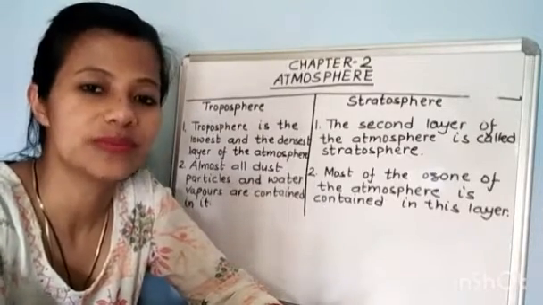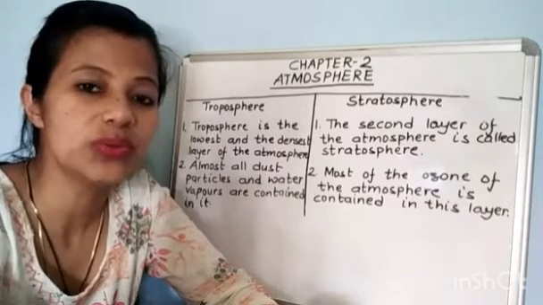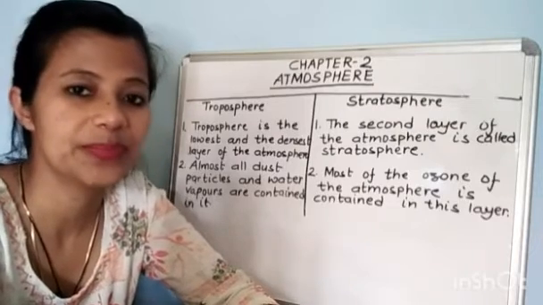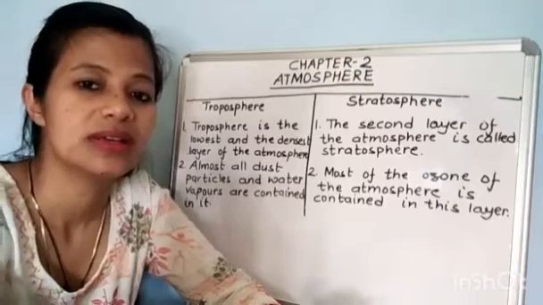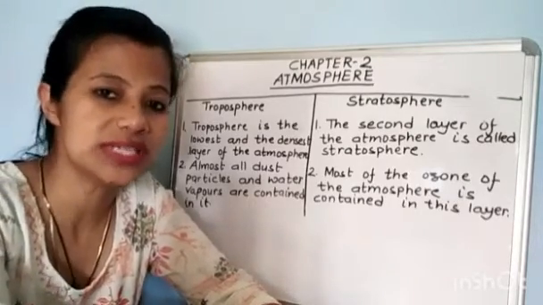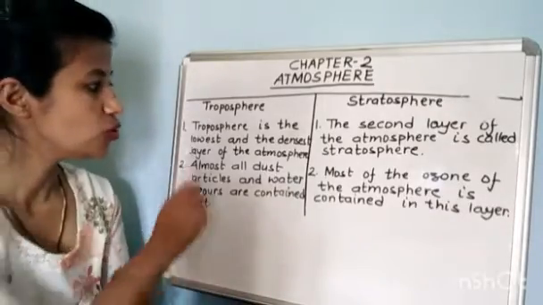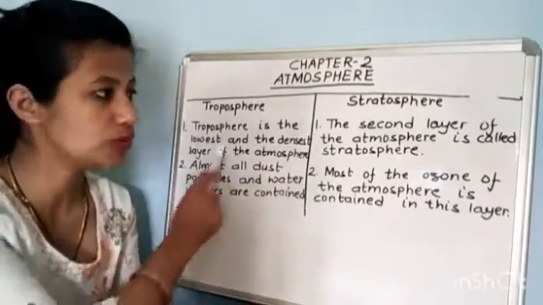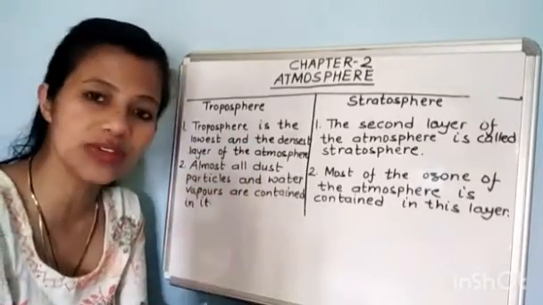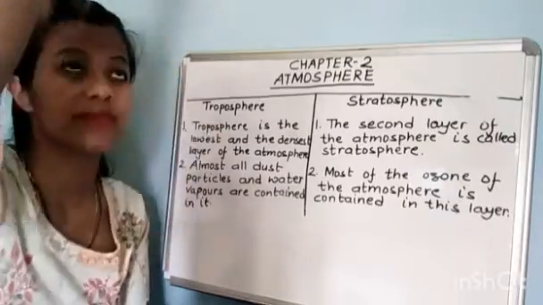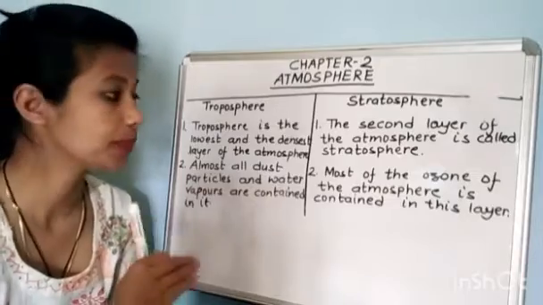Let's continue lesson number 2, atmosphere. Today we will differentiate between two layers at a time, and then we will go through the chapter. First, differentiate between troposphere and stratosphere. Troposphere is the lowest and the densest layer of the atmosphere.